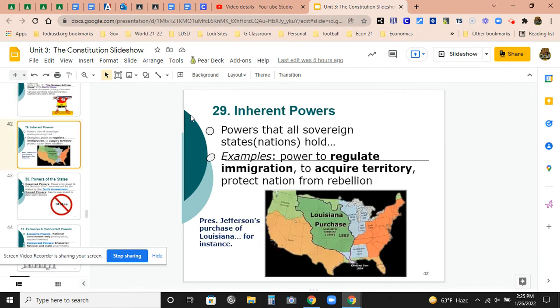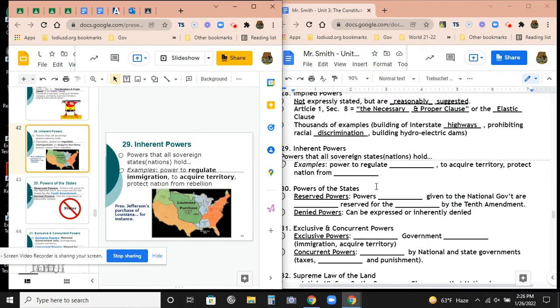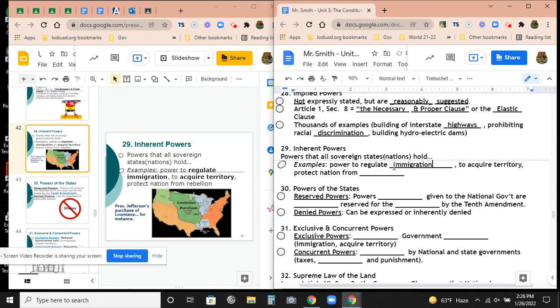You have inherent powers, powers that all sovereign states have: the power to regulate immigration, acquire territory, protect the nation from rebellion. This has been applied by interpretation of presidents. That last one was definitely how Lincoln read it when he responded to the Civil War, to the southern states' attempt to withdraw from the Union. He said, "You can't do that, and we're going to go to war." But anyway, the power to regulate immigration is implied with running your country. I don't think it's written, but it's necessary to running your country, so it's not even a question. Protecting the nation from rebellion and acquiring territory, as nations expand, are inherent to being a country.